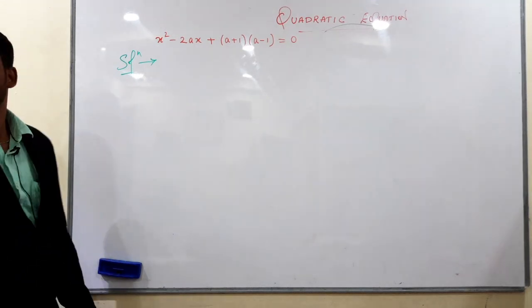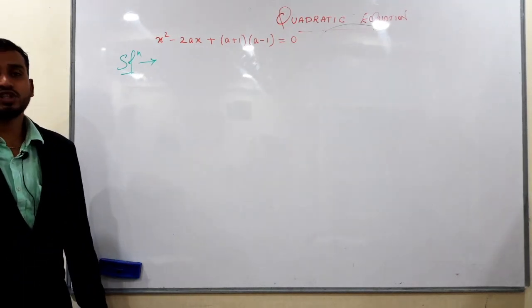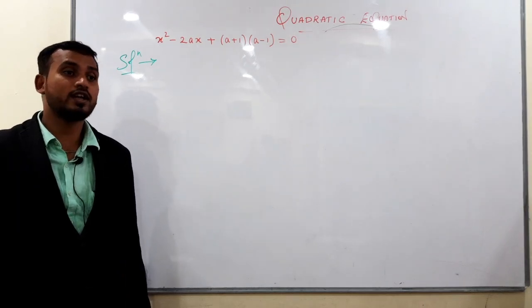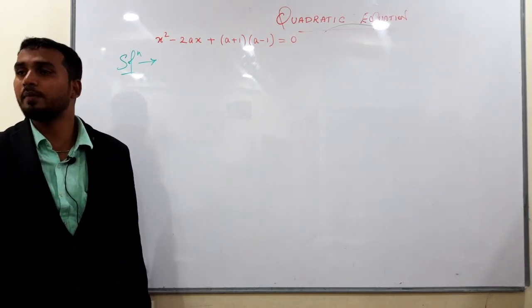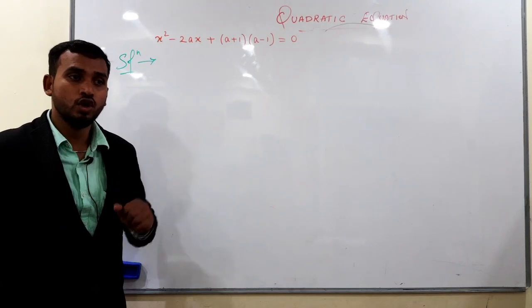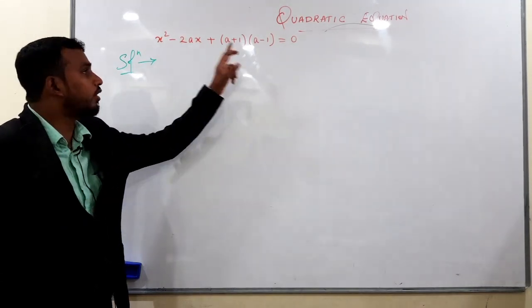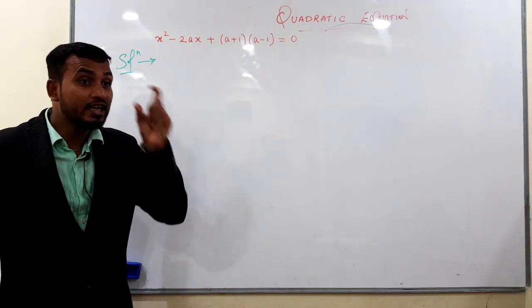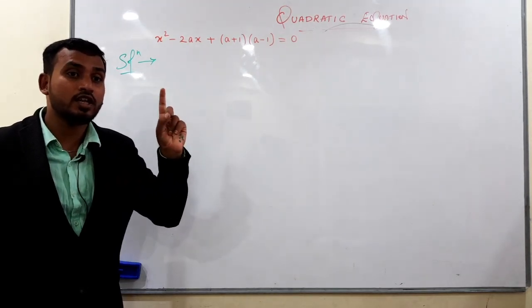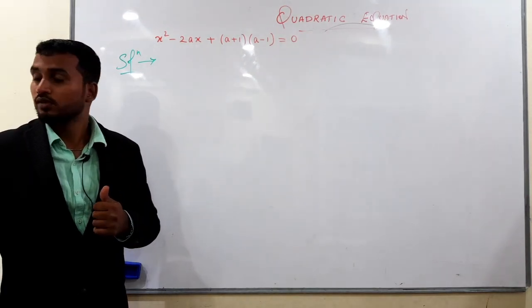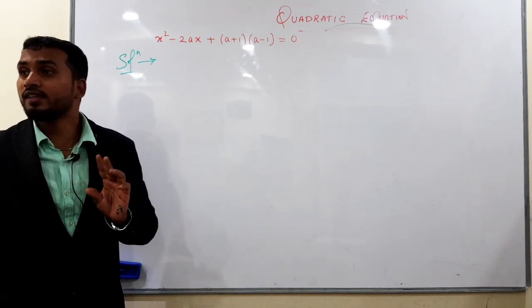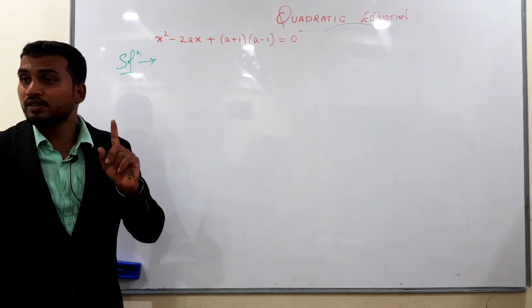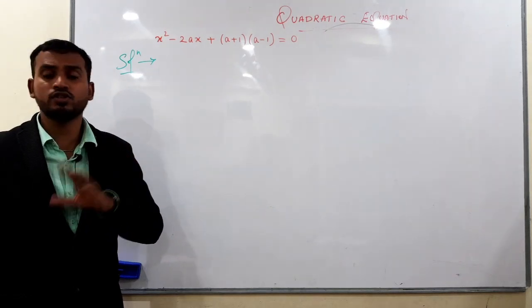Okay? See here. Here the question is asked, we have to use the quadratic formula. I mean to say formula method we have to use to solve this quadratic equation. Now first let me convert the given equation into its standard form. Understood? So what is the standard form of quadratic equation? ax square plus bx plus c is equals to 0.